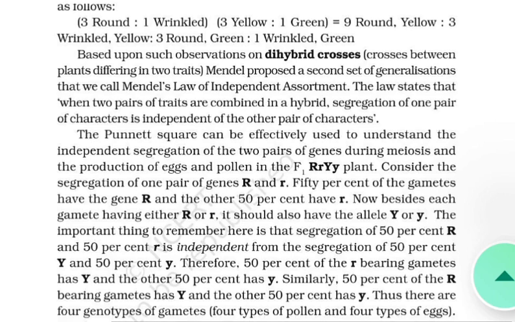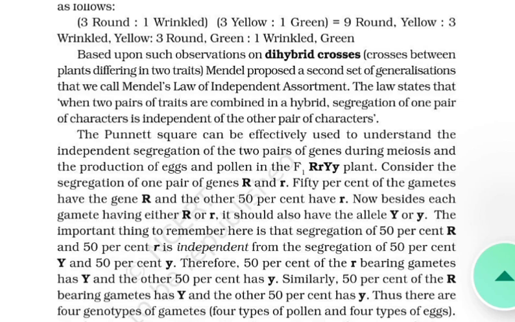ठीक है, यहाँ पे डायग्राम दिया हुआ है. ठीक है, Mendel का ये cross. Result of dihybrid cross where the two parents differ in two pairs of contrasting traits, seed color and seed shape. पूरा एक पेज में डायग्राम दिया हुआ है.